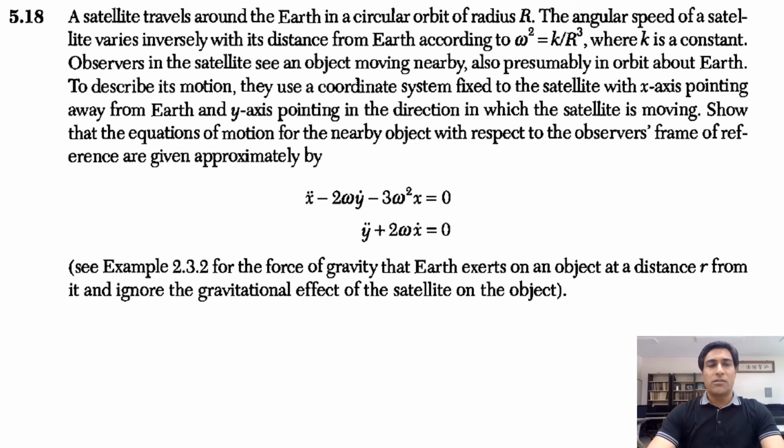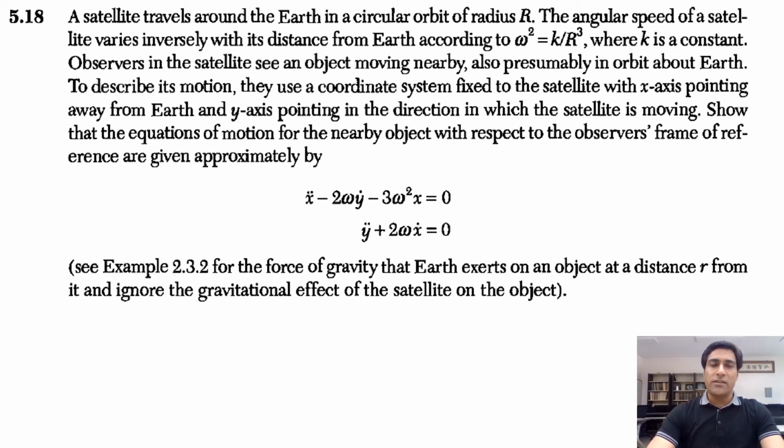So the statement of the problem is that a satellite travels around the Earth in a circular orbit of radius r. The angular speed of the satellite varies inversely with its distance from Earth according to omega square equals k over r cube, where k is constant.